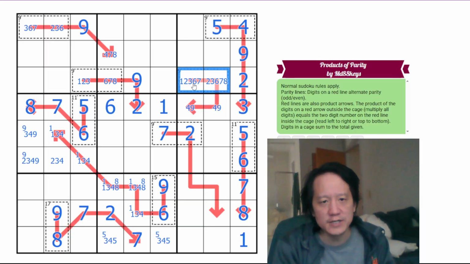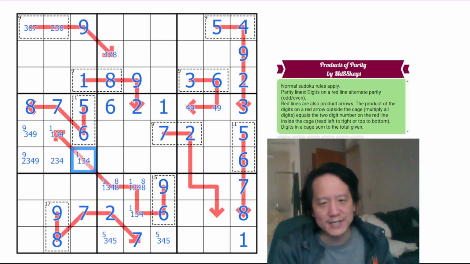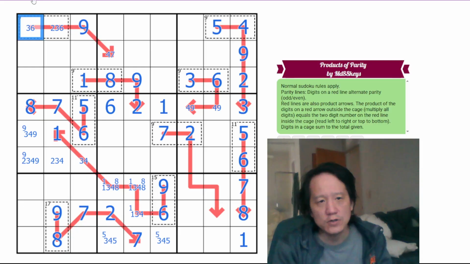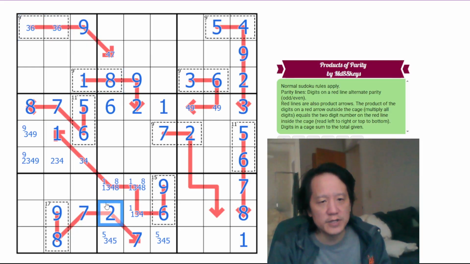4 and 9 multiplied together to be 36, so that's 36. 2 and 9 multiplied together to be 18, so that's 1 and 8. Whereas the 1 on this product arrow, it has to be here. This can no longer be 8, so this cannot be 72. So it must be 36 here, or 63. We don't know which.